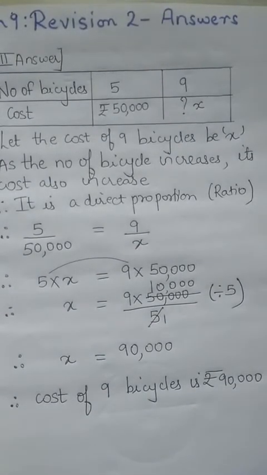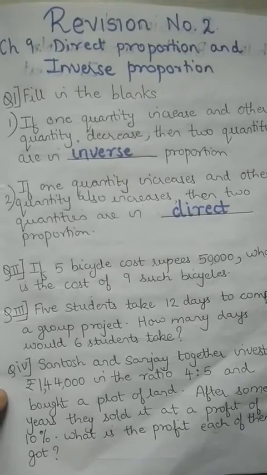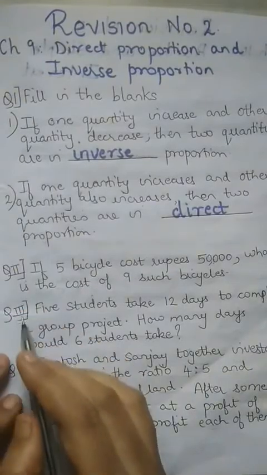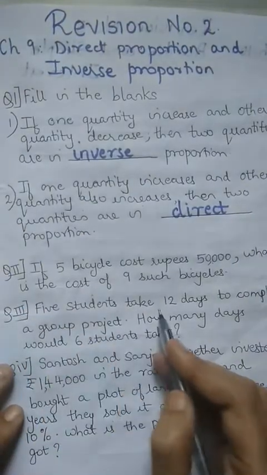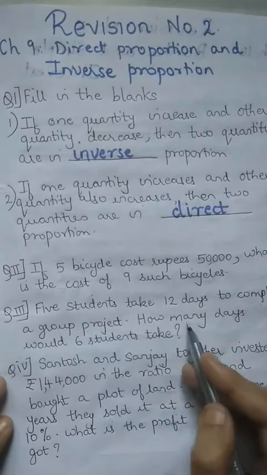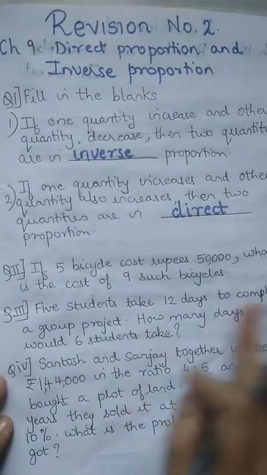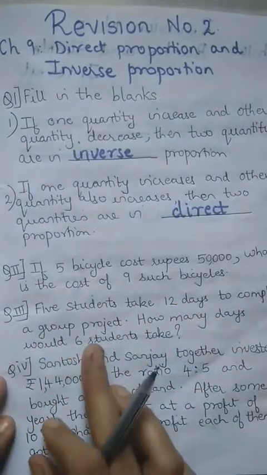Second question of revision number 2. So, I have done the second question now. Moving on to the next question. Third question. 5 students take 12 days to complete a group work or a group project. How many days would 6 students take? 5 students are taking 12 days to complete a group project. How many would 6 students take?